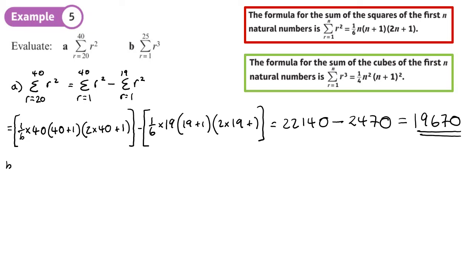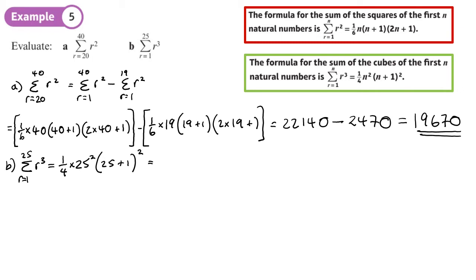Okay, part B. So this time we want to evaluate the cubes from 1 to 25. So I don't need to take off anything. All I need to do is to substitute 25 into the formula a quarter. So n is 25 times by 25 squared, and in brackets 25 plus 1 all squared. That's all we need to do. Plug in the top number into the bracket.